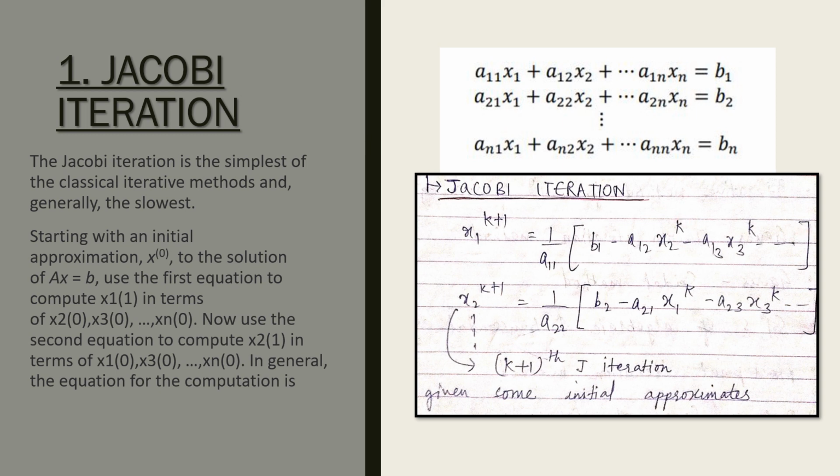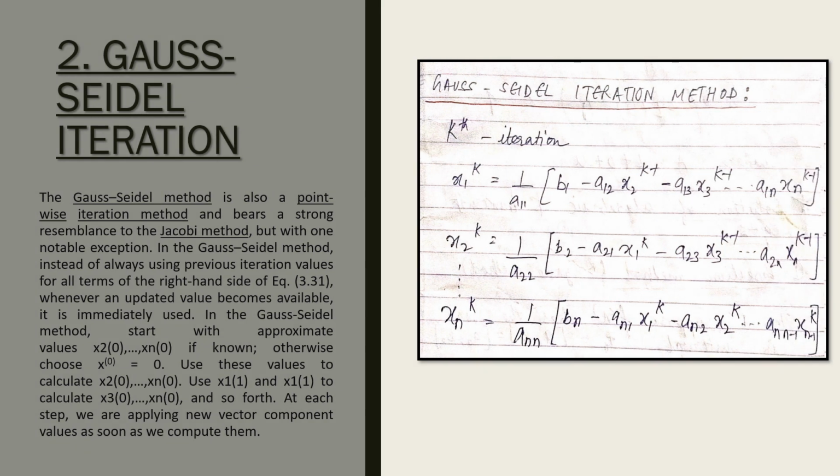This way we can calculate the number of iterations as per our requirement in the question. Okay, so now let's see the next iteration method, that is the Gauss-Seidel iteration method. It is also a pointwise iteration method, similar to the Jacobi iteration method. Just one difference is that we are using the most recently calculated values: not the previous iterative value, but only the value which we just calculated. So this is the difference between Gauss-Seidel and Jacobi iteration.